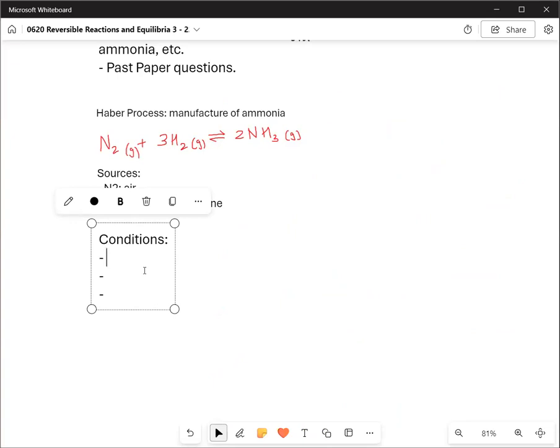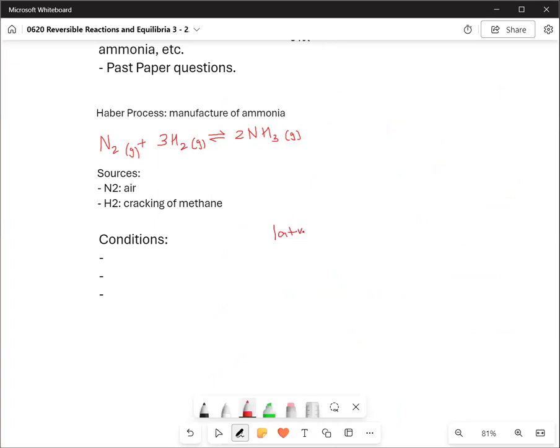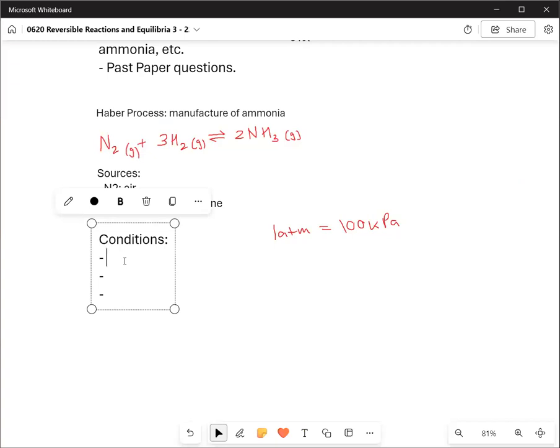One atm is 100 kilopascals. That's the atmospheric pressure, which we all feel all around us. Now, when we say the conditions, we have to mention the temperature, the pressure, and the catalyst. What is a catalyst, Julia? It speeds up the rate of reaction without being changed. It does not change.